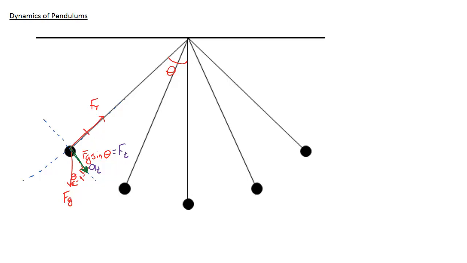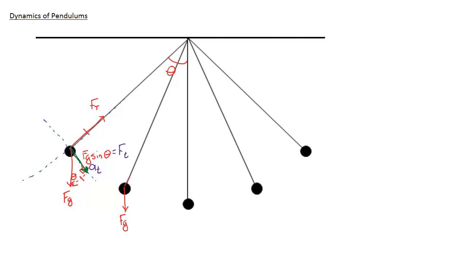If we move on to the next point, so if we move on to this point right here, we have a force of gravity that's downward still. The force of gravity is going to be the same. The magnitude of the force of gravity is going to be the same at this point as it was at the top point because the mass is still the same of the pendulum.